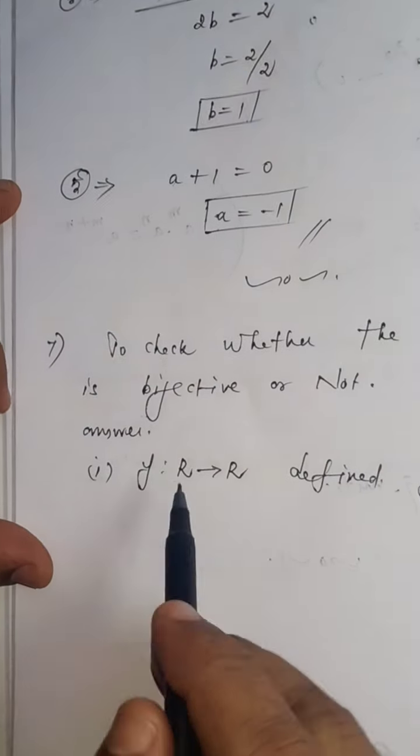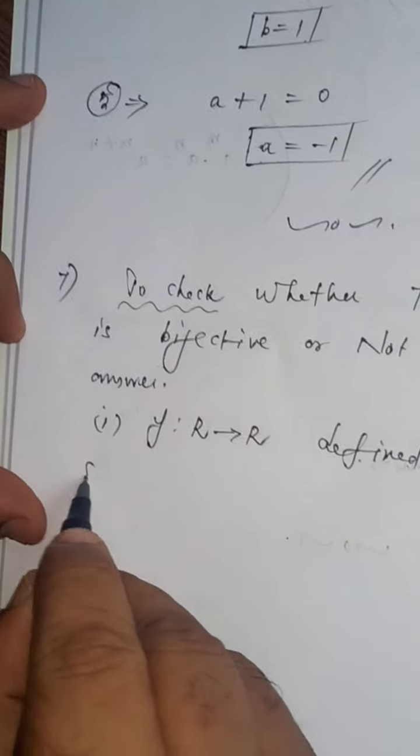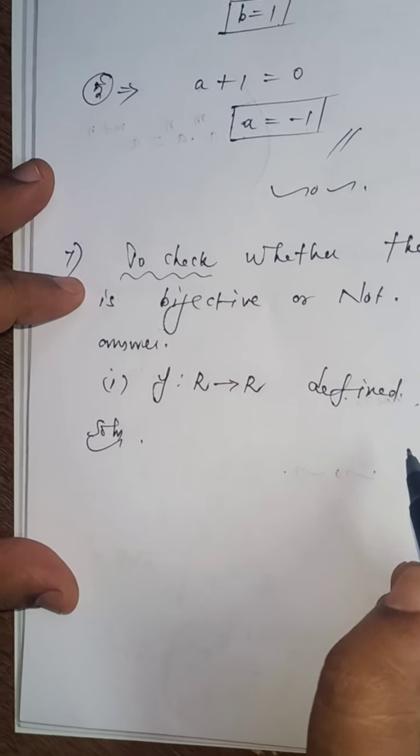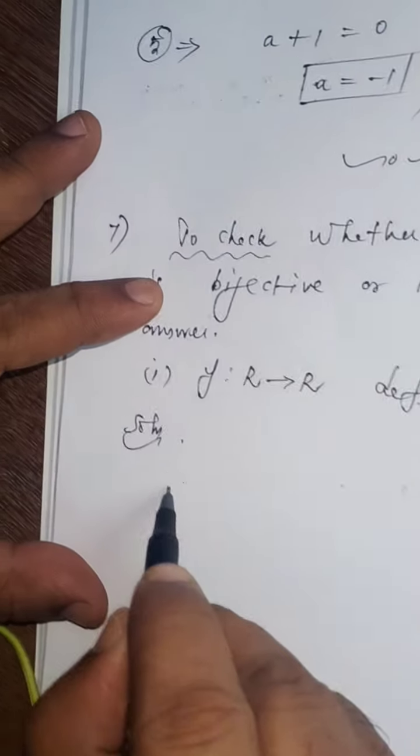Okay, now subdivision number 1. Solution. First, we can verify whether it is 1-to-1 or not. What do you mean by bijective?